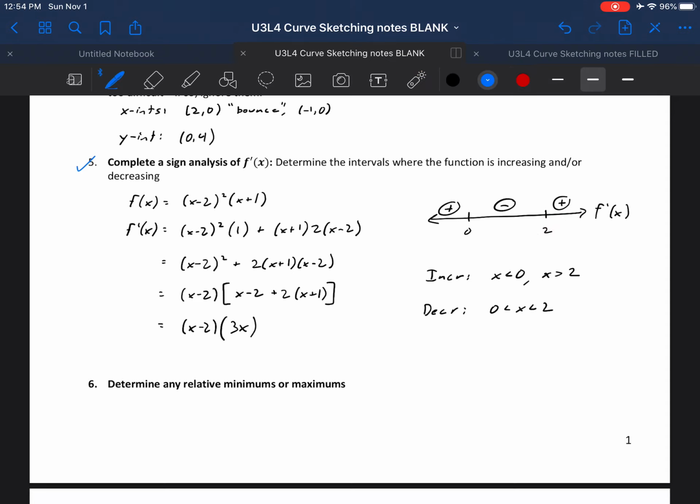Okay, so I'm going to write that there's a relative max at 0 something. We'll plug in that number in a second. Actually, we've already found it because we know it's the y-intercept. And we have a relative min at the point 2 comma something. Okay? Which, so look at this, we actually know both of these. 2, 0 is our bounce. Okay, so that's an x-intercept. And 0, 4 is our y-intercept. All right?